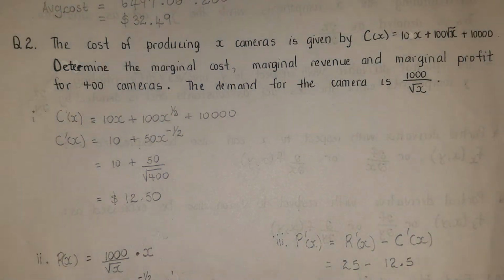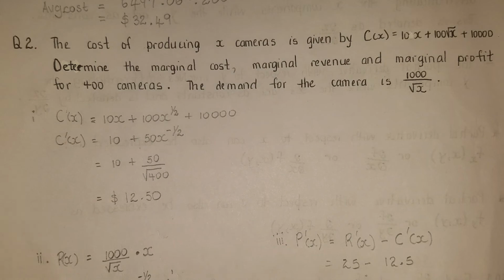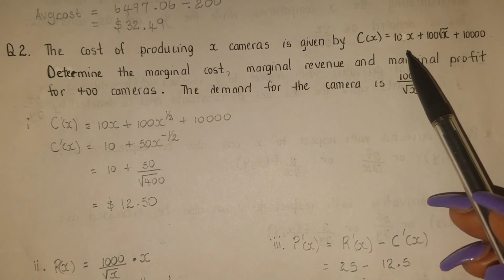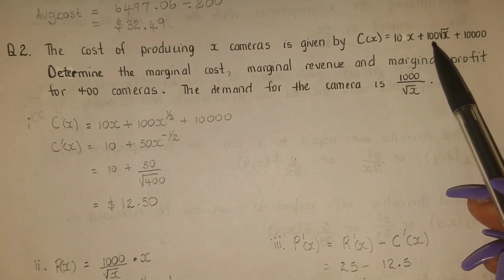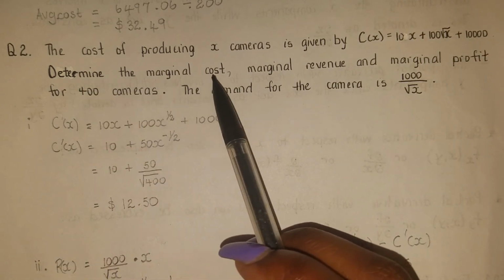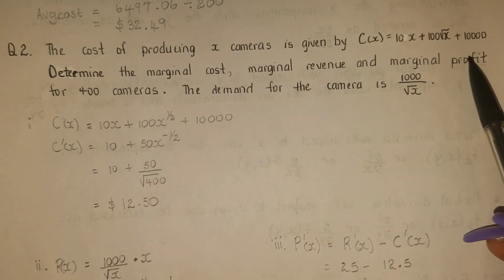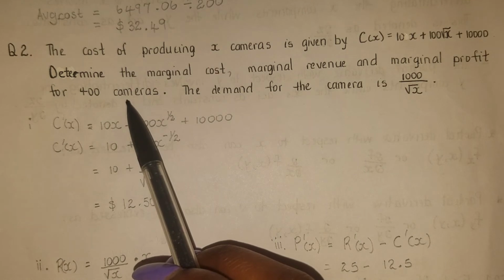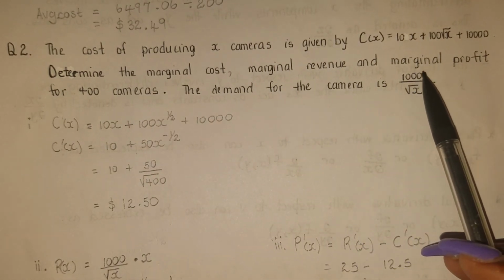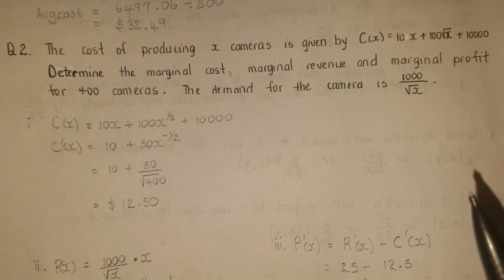Okay, let's look at our last question. It says, the cost of producing x cameras is given by C of x equals 10x plus 100 root x plus 10,000. Determine the marginal cost, marginal revenue, and the marginal profit for 400 cameras if the demand for the camera is given by 1,000 over root x.